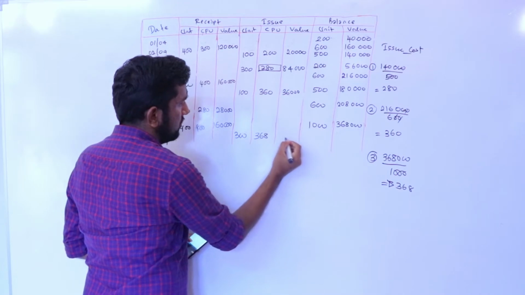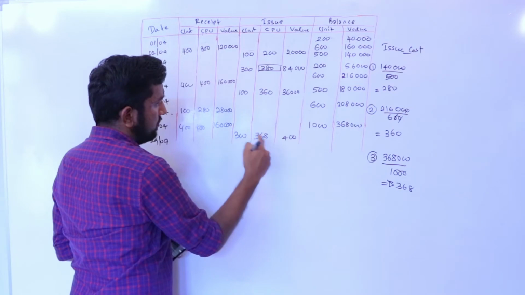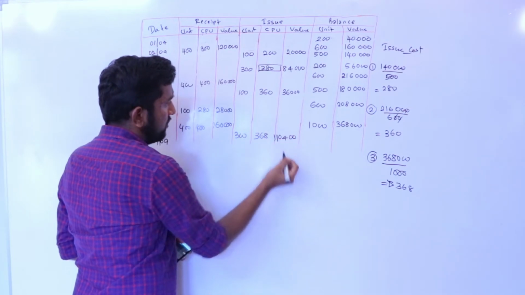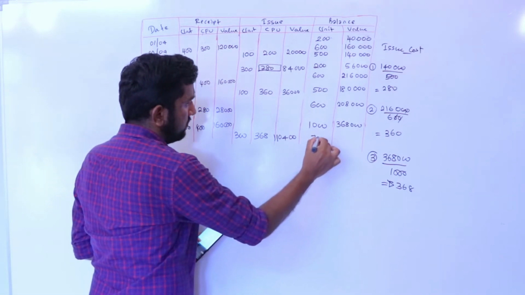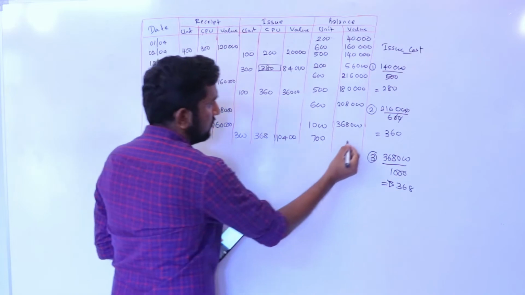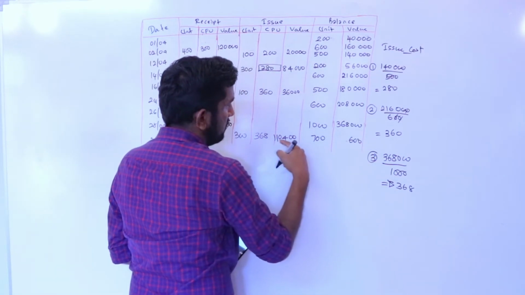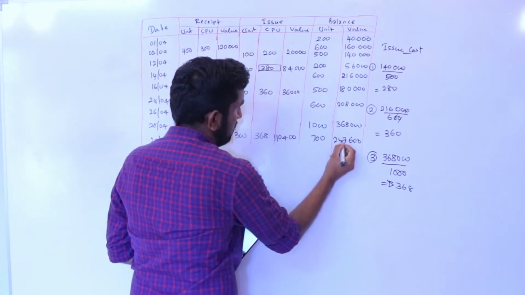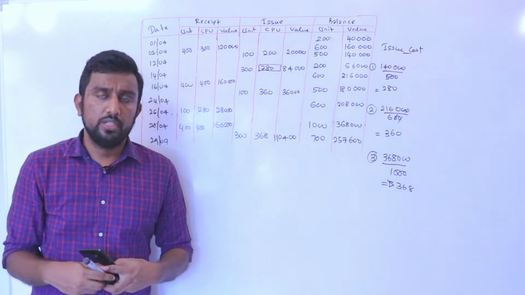How much? Something like this, right? So the balance is 700, and 600. So 257,600 is my closing stock.